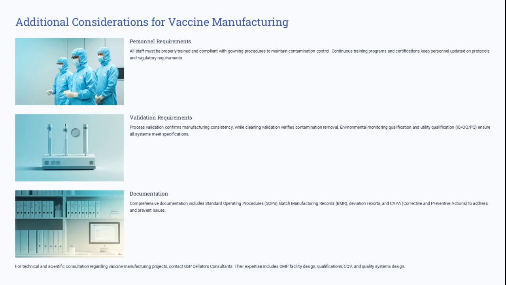Additional considerations for vaccine manufacturing include personnel requirements, validation requirements, and documentation. Proper training, continuous validation, and comprehensive documentation ensure compliance with protocols and regulatory standards.